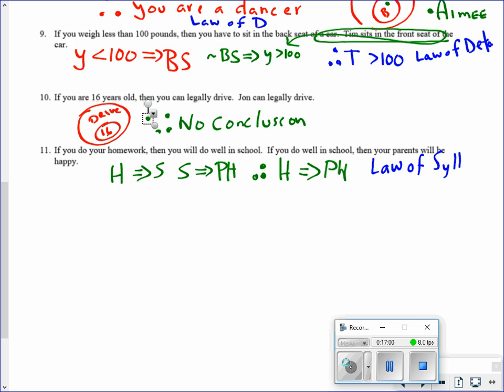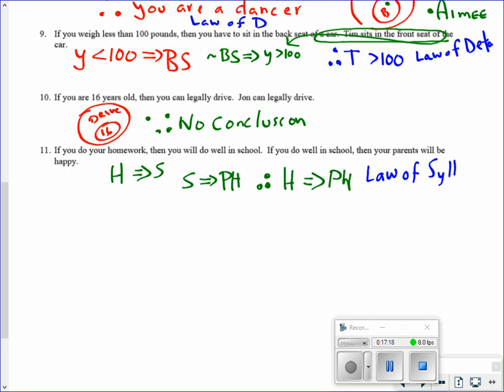All right, and this last one, I just put it in symbolic form so we could easily look at it. Basically, if you do your homework, then you do well in school. And if you do well in school, then your parents are happy. So my conclusion is this, that if I do my homework, my parents are happy. That's an example of the law of syllogism.